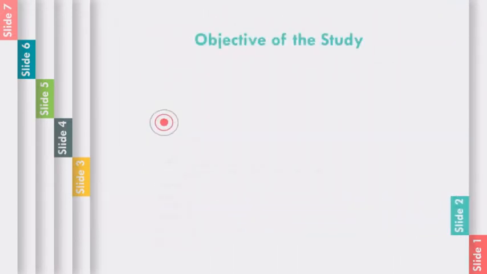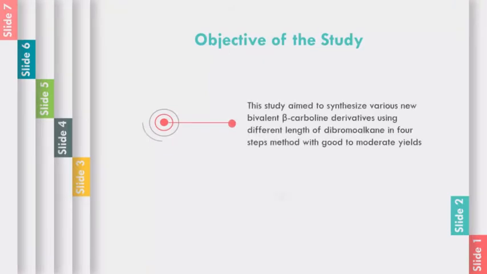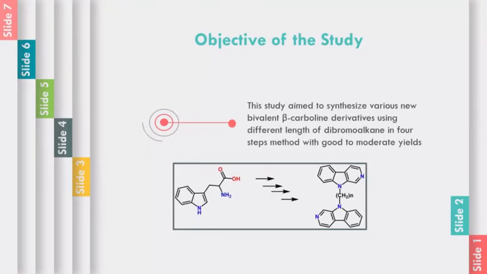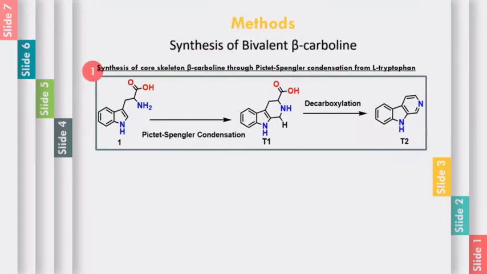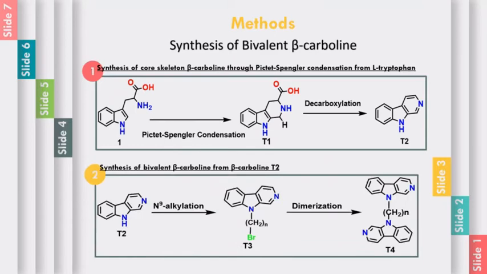Objective of the study. This study aimed to synthesize various new bivalent beta-carboline derivatives using different lengths of dibromoalkane in a 4 steps method with good to moderate yields. The methods to synthesize bivalent beta-carboline. The method consists of 2 parts. Part 1, the synthesis of core skeleton beta-carboline through Pictet-Spengler condensation from L-tryptophan, while Part 2 is the synthesis of bivalent beta-carboline from beta-carboline T2.